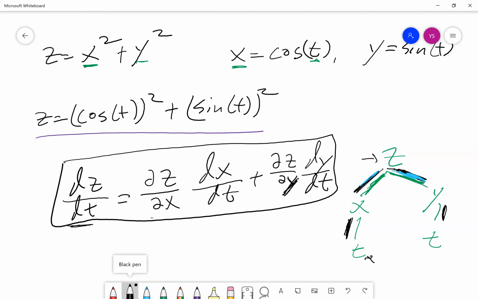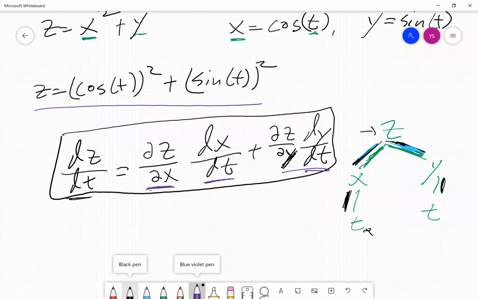Any questions about this? Yeah, so it's a proportion type game. So it's what proportion does z change with respect to x, and what proportion does x change with respect to t. You multiply them to get the total proportion that z changes with respect to t from the x direction, from whatever is happening in the x direction. And then you do the same thing in the y direction. Any other questions?